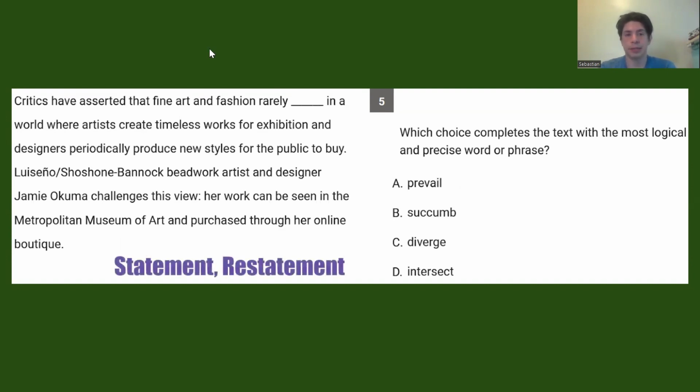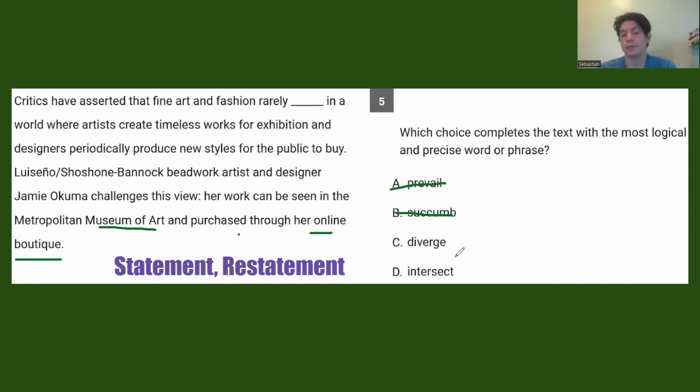Okay, so statement, restatement. So here, she can do both. She's getting Museum of Art and online. So she's challenging some view. If this view were that they rarely don't work together, she wouldn't be challenging it, right? So then they rarely succumb. That means they rarely give in to each other. That doesn't make sense. Prevails, they rarely stand out, which also doesn't work.